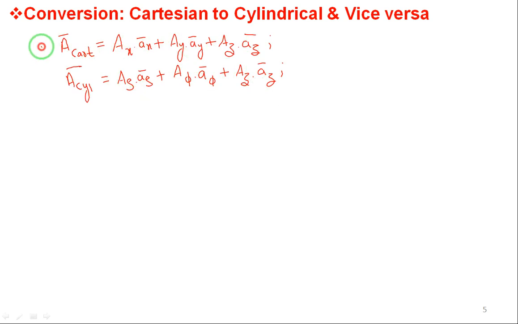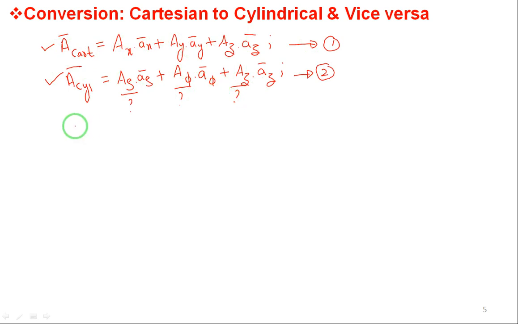Okay, this is the general vector in the Cartesian system, and this is the general vector in the cylindrical system. Next I want to convert Cartesian to cylindrical. I already have the vector in the Cartesian system. Next I want to find the vector in the cylindrical system. For that I want to find out what is Aρ, what is Aφ, and what is Az.